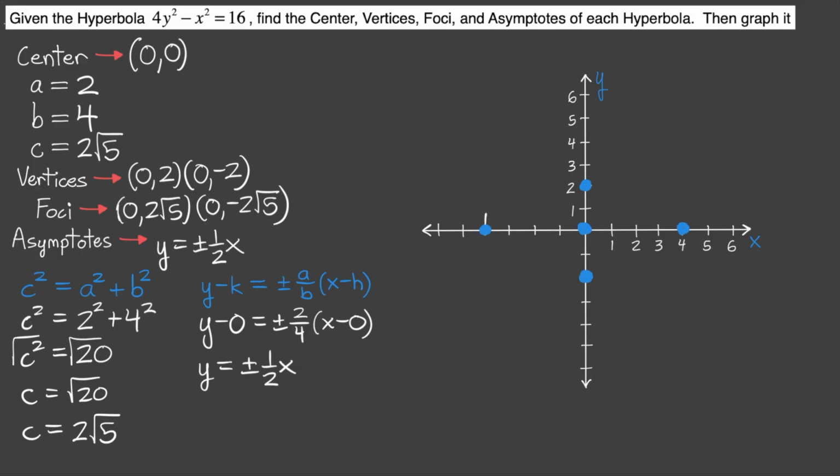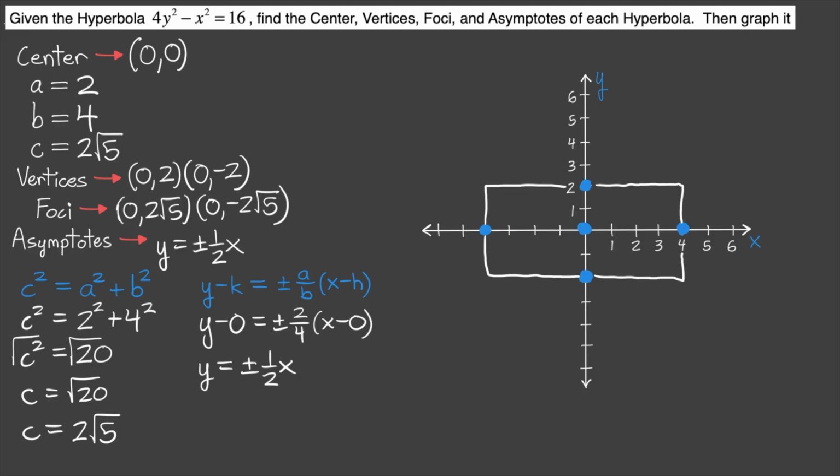Then we can draw our box. So our box is going to go up like this here. And the box is really important for graphing the asymptotes. All right, next we'll graph the foci. So 2 root 5, we're going to go up and down 2 root 5. So 2 root 5 is about what? If you remember, that came from root 20. So let's take a look at root 20 here on the side.